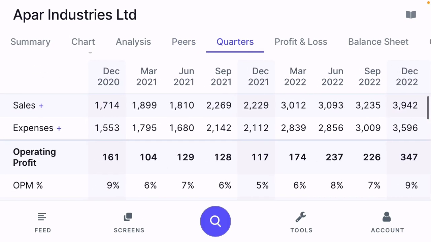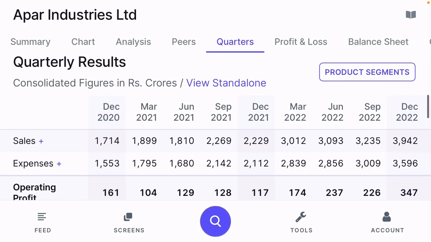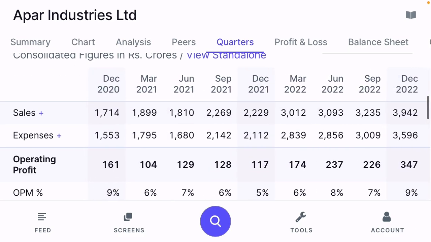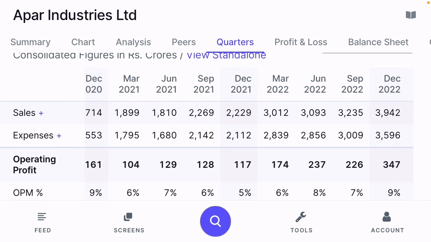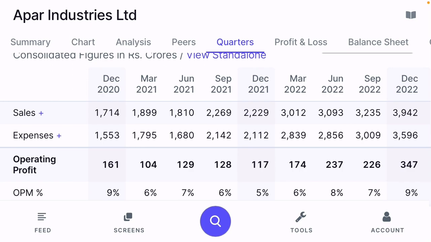Let's talk about the sales of the company in the last few years and quarters. If you see the last few quarters, the company's sales are growing exponentially. In December 2020, sales were 1,714 crore. Now it is showing 3,942, just double in the last two years.